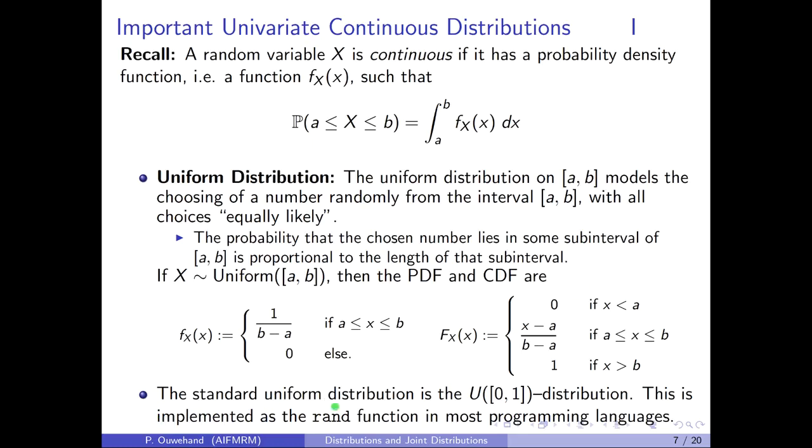The standard uniform distribution is the uniform distribution on the unit interval from 0 to 1, and this is implemented as the RAND function in most scientific programming languages.